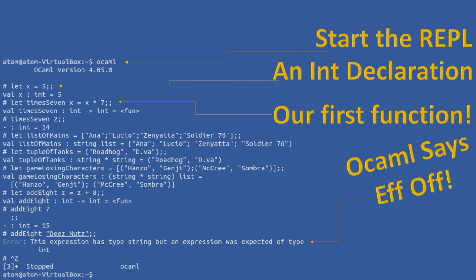Then we have another function, add 8, that has some variable z, and then it's going to take that variable z and add 8. So we'll do an add 8 of 7, and we'll get an int back of 15. And then we're going to get into an error here when we pass in a string, which is not the correct data type for this function. And OCaml is going to say, no. You're giving me something that I was not expecting. I did not want that.